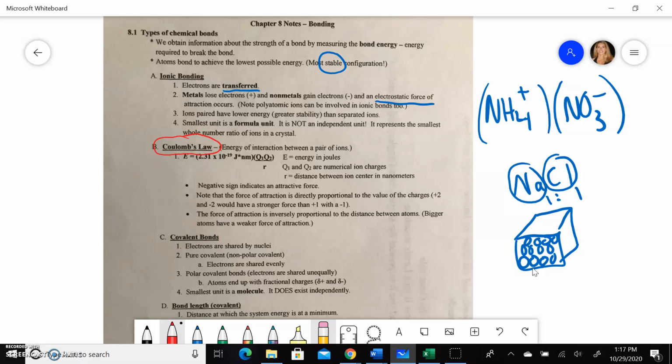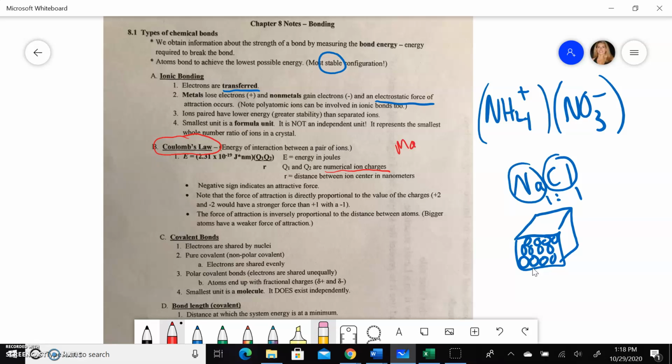So there are two different letters here that you want to focus on. This is talking about the energy between two ions. And basically what that means is the bond between them. So it's talking about the strength of the ion attraction. And there are two things that are going to affect that. One is Q1 and Q2, which are the numerical ion charges.